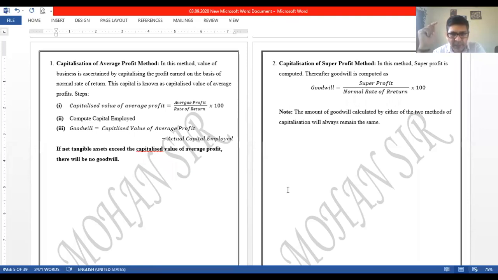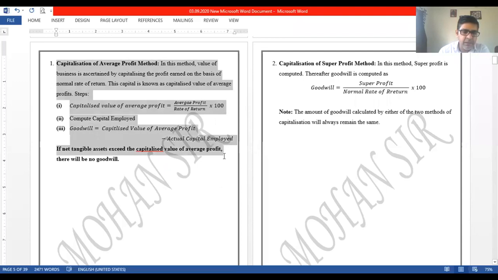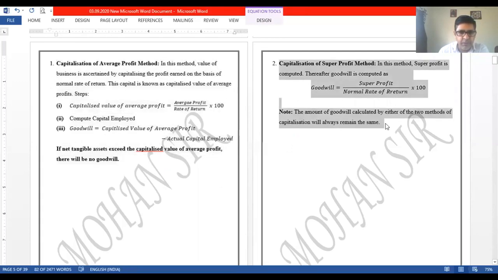But because I know that in the average method we have 2 methods, a child needs to know that there are 2 methods there. So that's why I keep on telling you there are 5 methods. In the same way, under the capitalization method also we have 2 methods. One is capitalization of average profit method, and the second is capitalization of super profit method. There are 2 such methods.